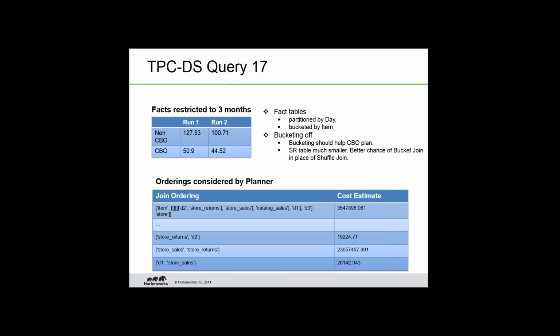And if the SR table is much smaller, there are better chances of a bucketed join taking the place of a shuffle join. So that is how we can think of making query optimization more understandable and more approachable, to apply the CBO benefits and the CBO plans.